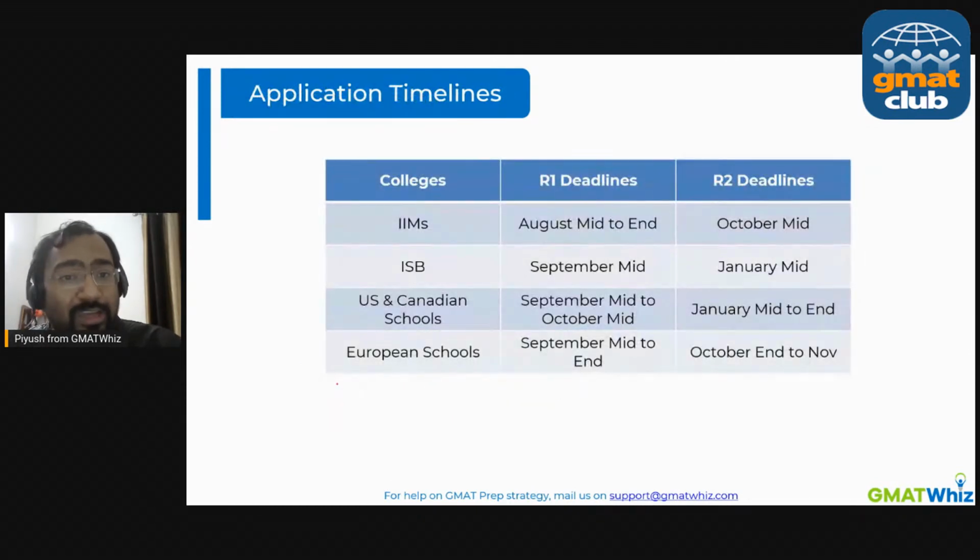So let's focus on the first one. Now, what does the application timeline look like? I'm an Indian, and many of you who are here are Indians. I've taken two Indian B-schools, again very popular ones, the IIMs and the ISB.